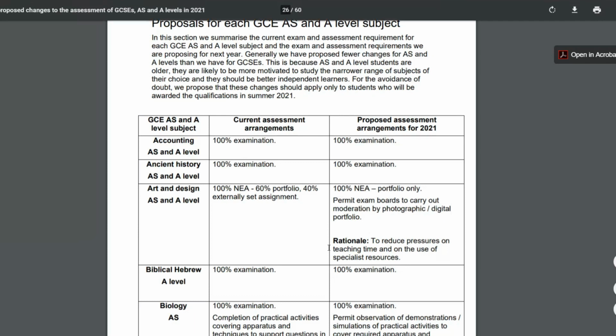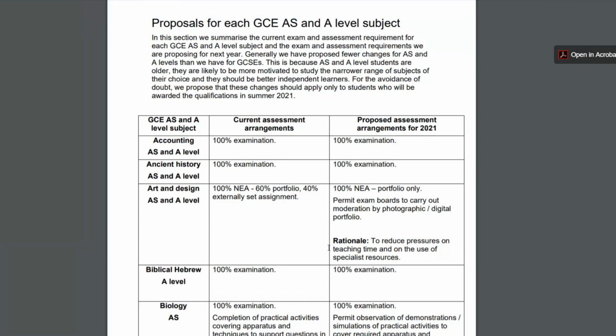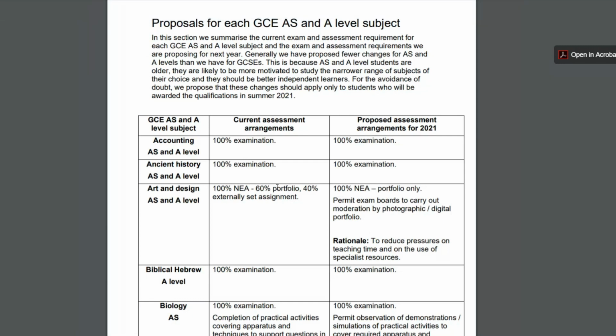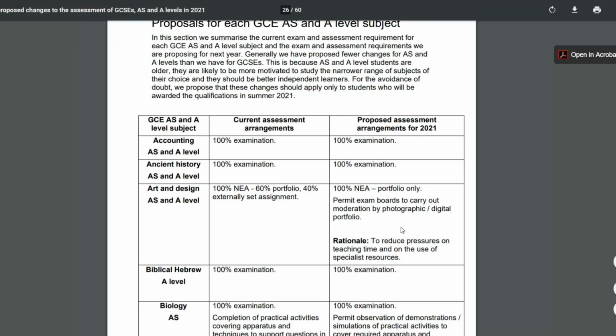Art and design, however, features the same change that we saw in GCSE, whereas it was 60% portfolio and 40% externally set assignment, which we tend to get around February and which tends to end around May, June-ish time, that's going to be gone now. Instead, it's just going to be that portfolio that I've been working on over the course of the year, and the moderation is going to take place by photographic and digital portfolio, which is very useful.